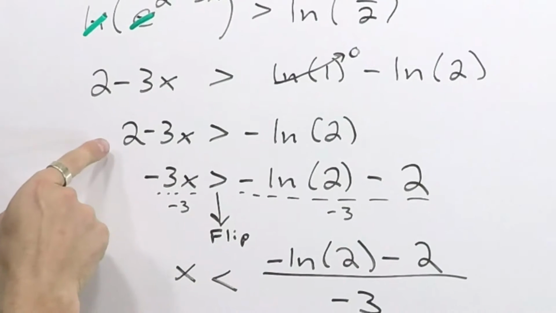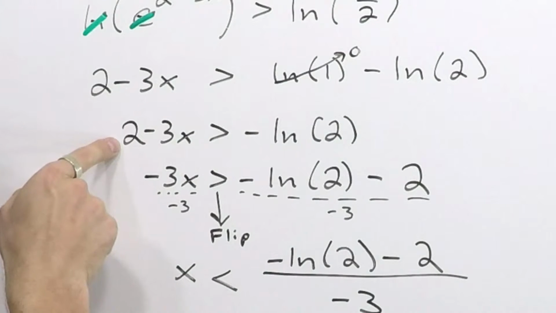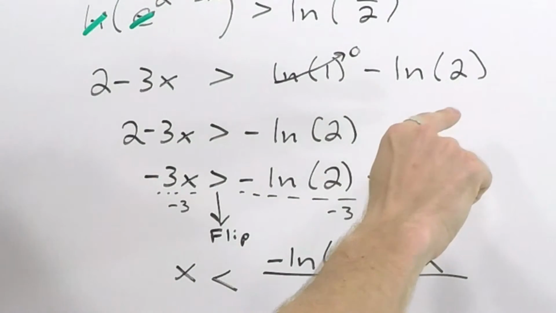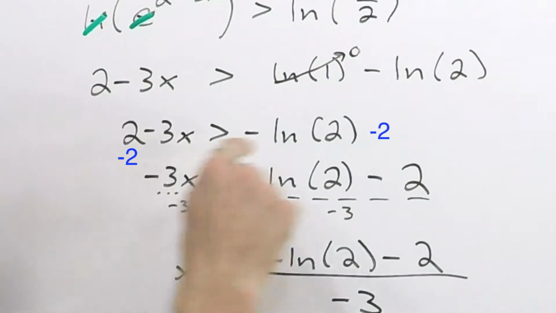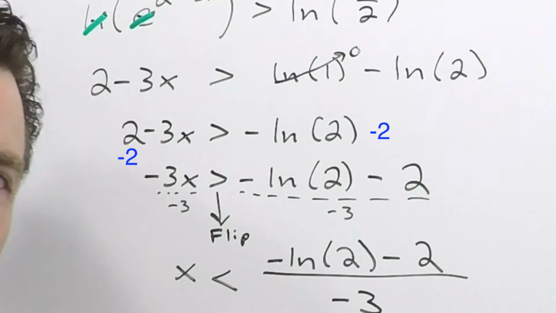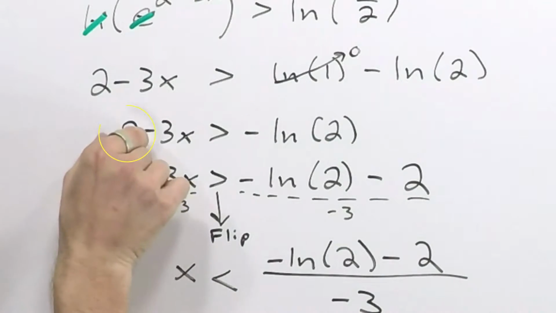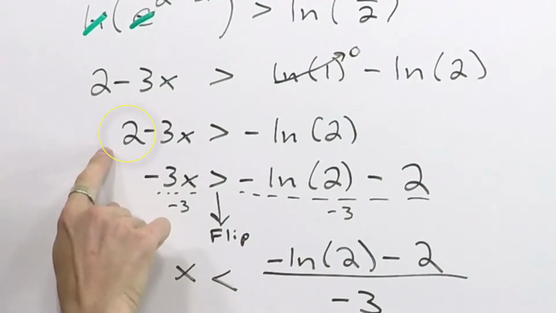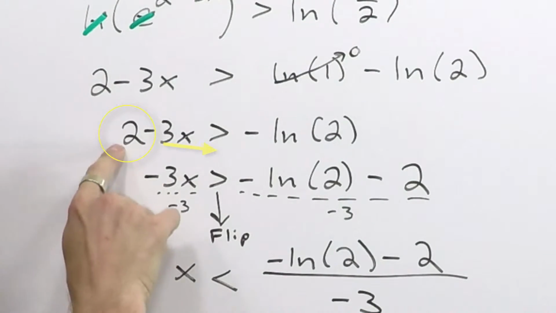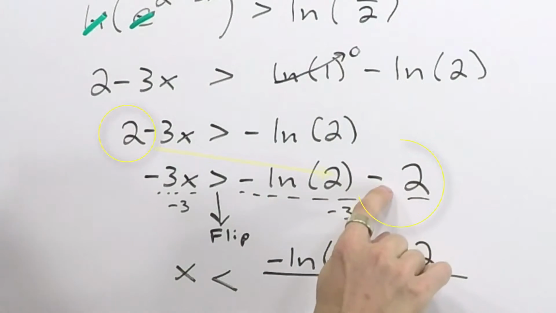At this point, we want to get the 2 over to the other side. So we could subtract 2 here, subtract 2 there. Anytime you've got things separated by a plus or minus, they're allowed to hop on the other side at the cost of changing their sign. So if this is positive here, it'll appear on the right as a negative.